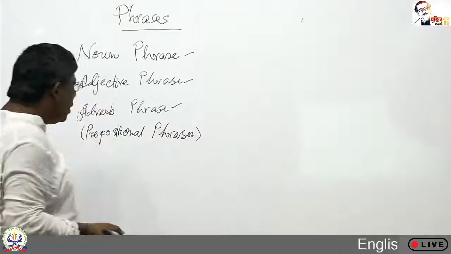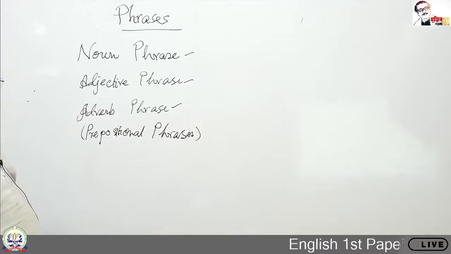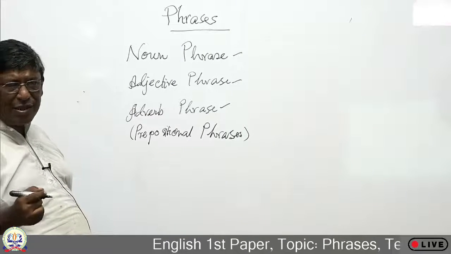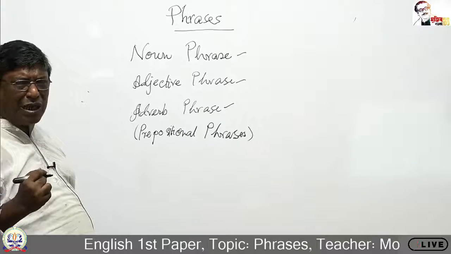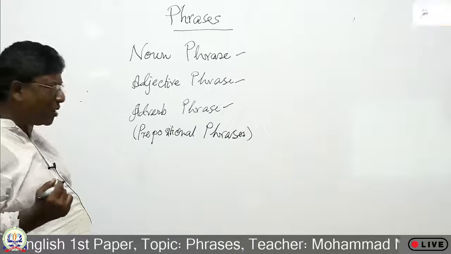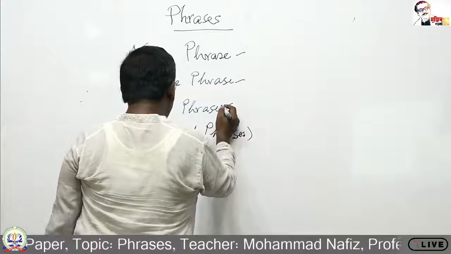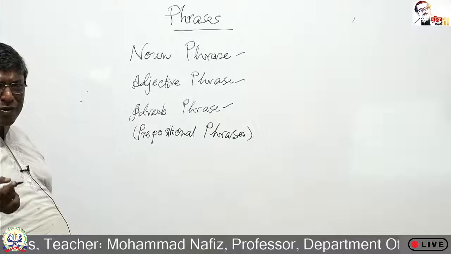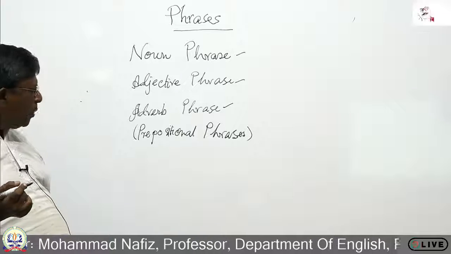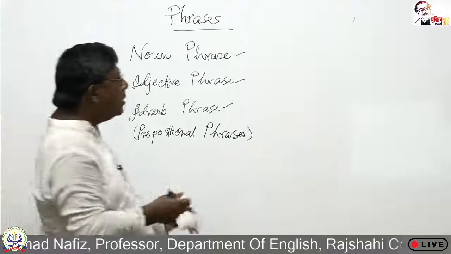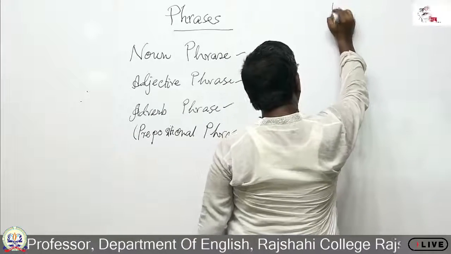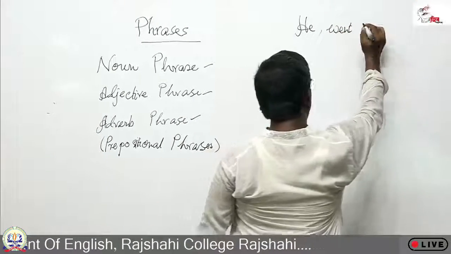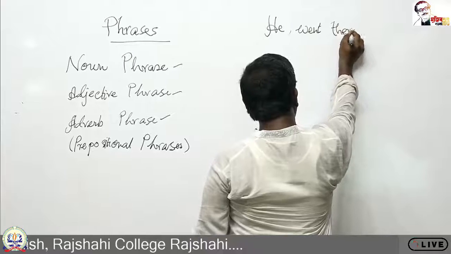Prepositional phrases. Well, when such phrases are used as a unit in a sentence, they are called adverb phrases. And when they are used as the post modifiers of nouns, they are called prepositional phrases. For example, he went there. I am going back to the sentence I used previously.